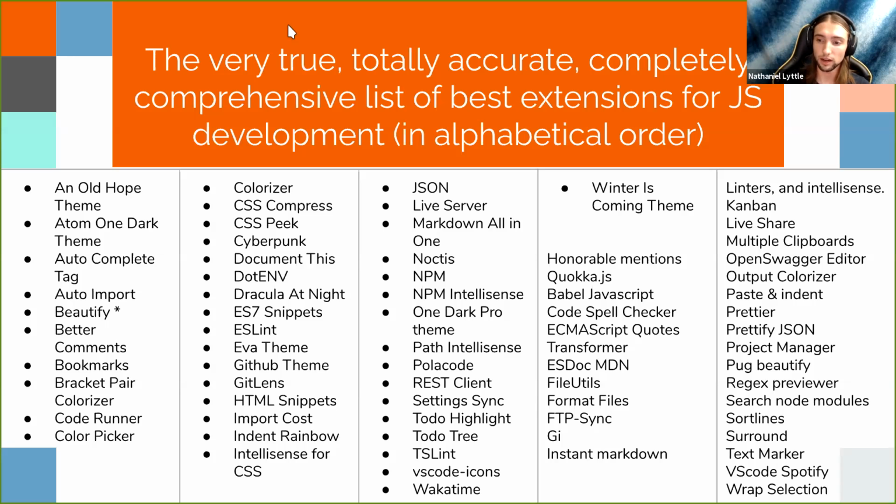Something that I will mention out of the honorable mentions is Kanban, which literally just adds a Kanban board inside of VS Code, but it's per project. And for me, not having to leave VS Code to look at a Kanban board is pretty useful. So does anybody have any questions or comments about this list of VS Code extensions?